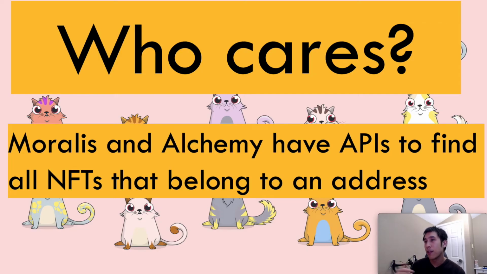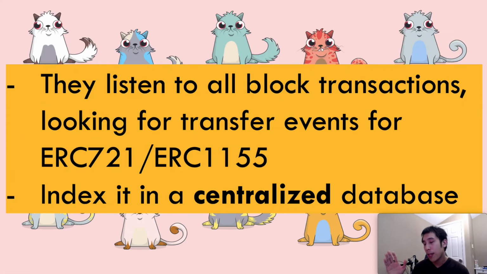Now you might be asking yourself, who cares? You don't really need your own NFT smart contract to inherit from and use the enumerable extension, which is also really gas heavy, because maybe you can just rely on Moralis and Alchemy because they have APIs where you can just pass in an address and you can find all the NFTs that belong to that address. Now, the way that Moralis and Alchemy do this is that they have some listeners that are listening to all the block transactions on the blockchain, and then they're looking for transfer events that are emitted whenever you transfer tokens on ERC 721 or 1155, and then they index it into their centralized database.